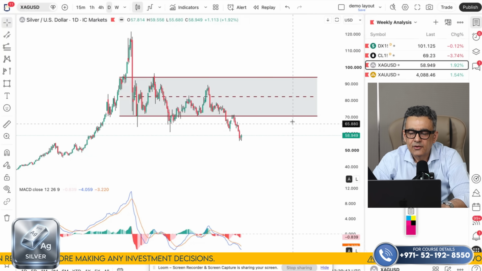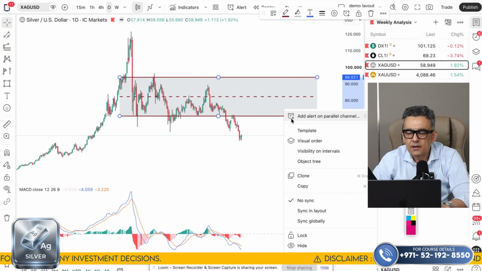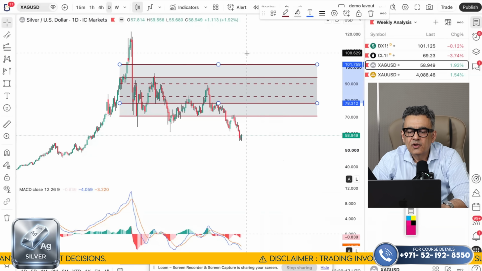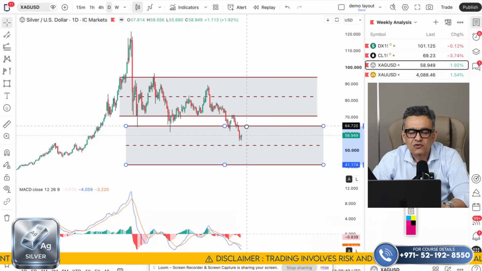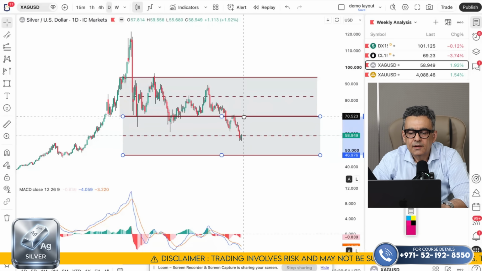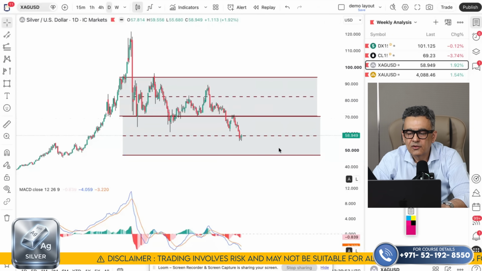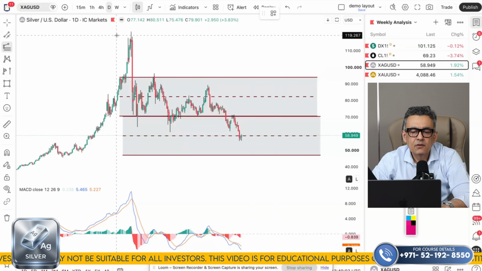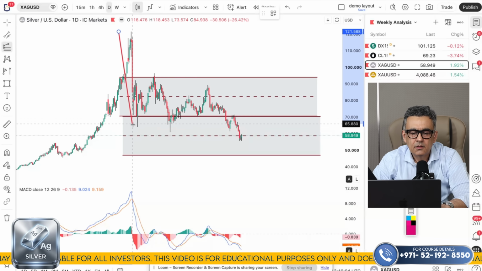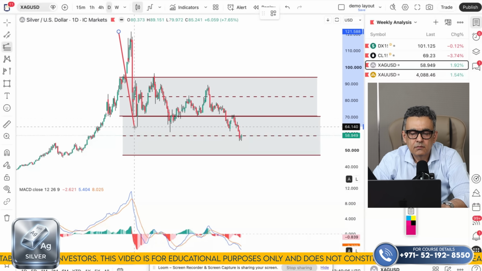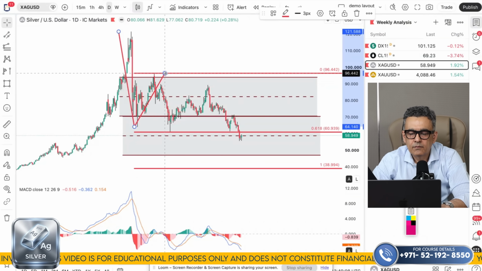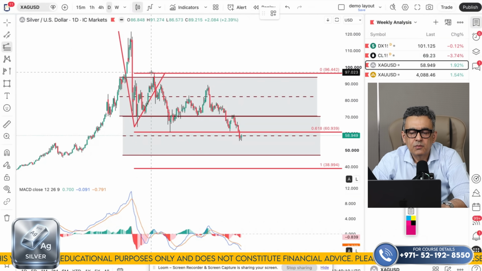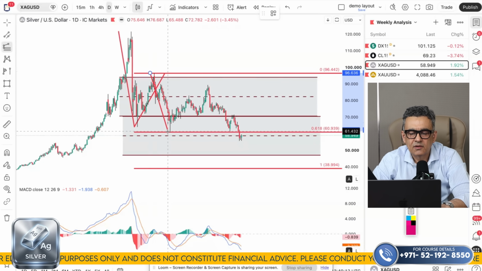Now, in such scenarios, usually the market duplicates the move. So I'm just adding one more downward channel here, and I'll be expecting silver to continue towards the lower end of this second channel. Now I'll be adding Fib extensions here. So first extension added in the downward direction. And now I'm going to apply the second extension in the downward direction.